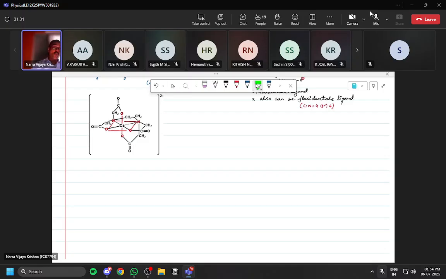Now this is an old JEE question. Number of rings formed, or number of chelations formed, when EDTA forms a complex with any metal ion. How many ring structures are possible? How many rings are there?